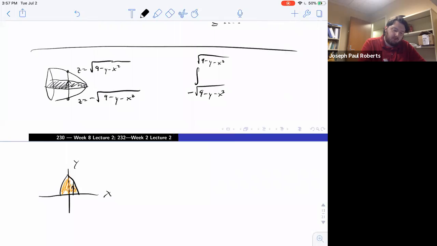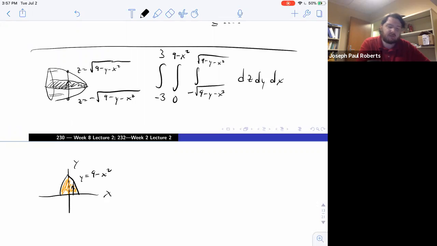Your y would stop at y equals 9 minus x squared. So we're at the fattest part here, which is in the xy plane where z is 0. So the trace of that elliptic paraboloid in the xy plane is the parabola y equals 9 minus x squared. And so yeah, y would start at 0 and stop there, and then x goes from minus 3 to 3, and then dz dy dx. So that's perfectly fine too.